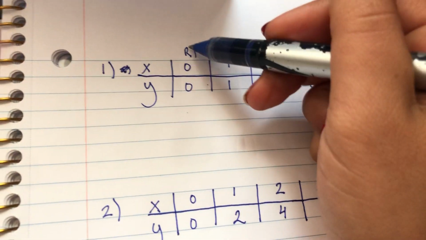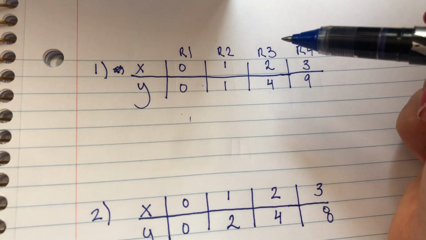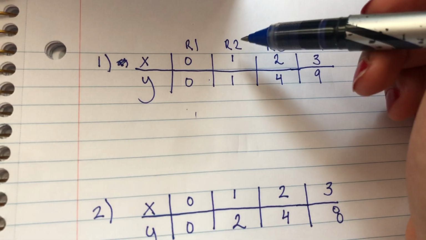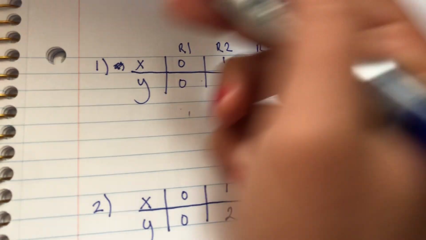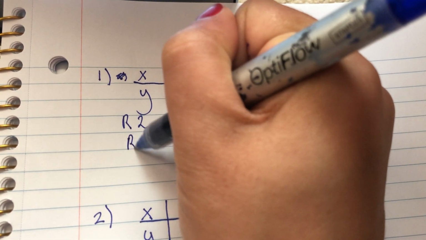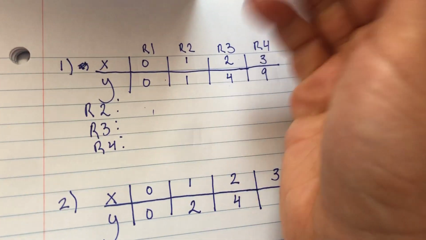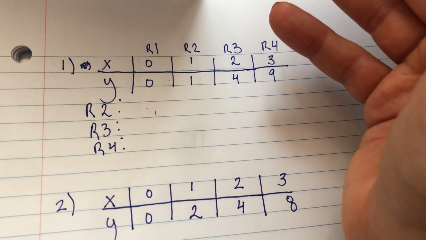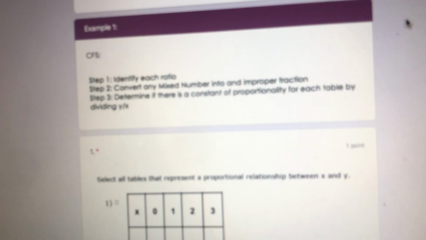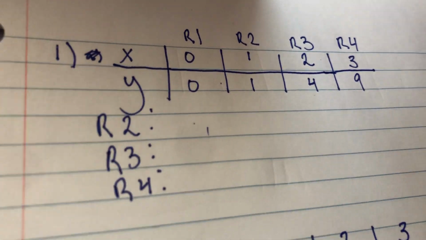Thanks. Okay, so ratio 1, we don't really need to rewrite it because that's just 0, 0. And so what we're going to do is write ratio 2, 3, and 4. So I'm going to put ratio 2, ratio 3, ratio 4. And again, it's the same thing that we've been doing, especially because there's whole numbers here. So let's look at step 2. It says convert any mixed number into an improper fraction. So here, there's no improper fraction, so we don't need to do that.